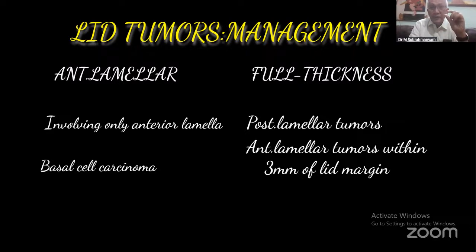So when the tumor is within 3 millimeters, there is a very high likelihood that there is a microscopic extension of the tumor onto the conjunctiva. And as we are aware, conjunctiva is part of the posterior lamella. In other words, both the anterior lamella and, microscopically, the posterior lamella are also involved, and we have to do a full thickness excision of the lid and then reconstruct.